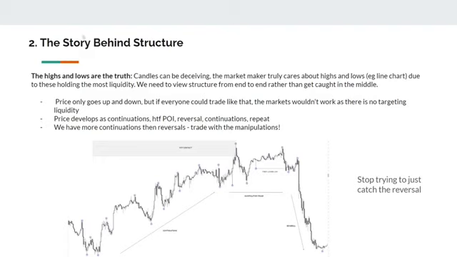Okay, so the highs and lows are the truth, right? Candles can be deceiving. The market maker truly cares about highs and lows. Example, if we use the line chart.